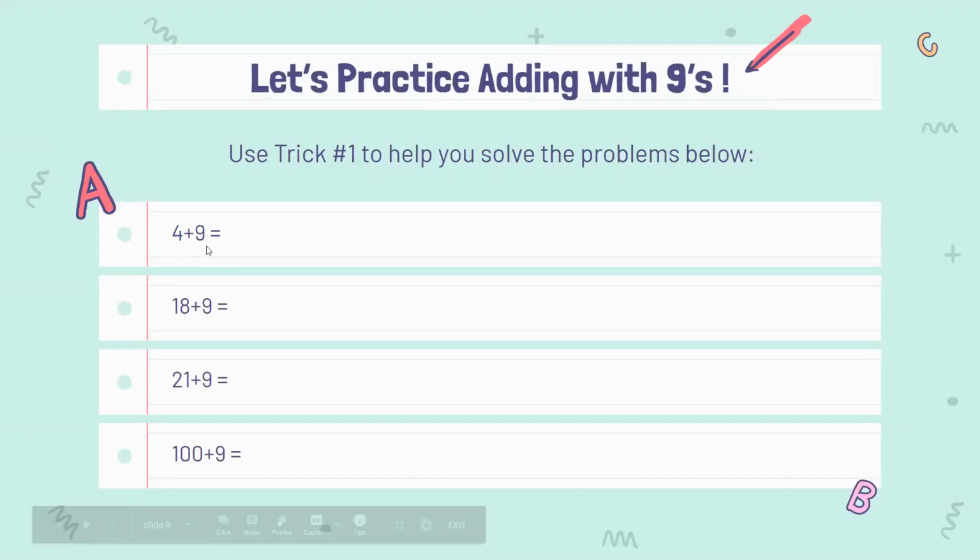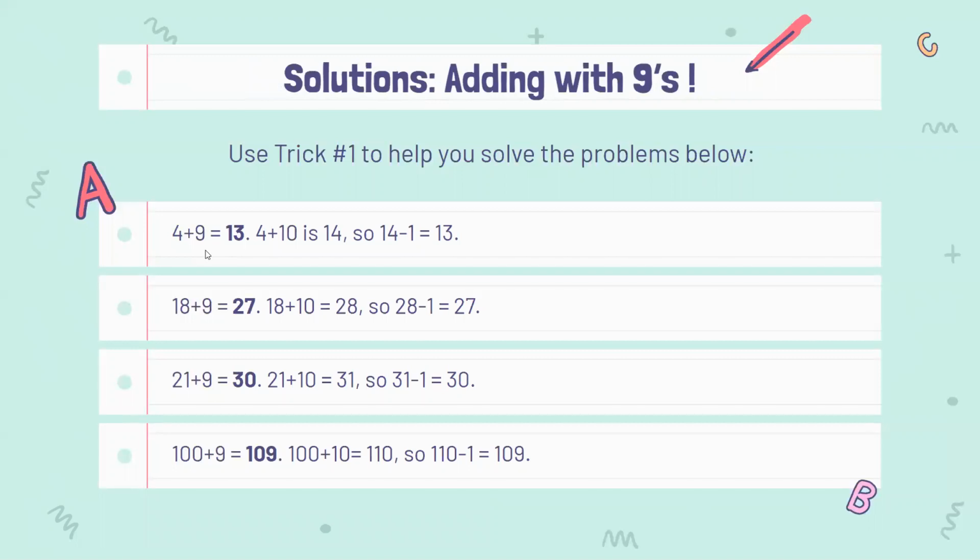Our first step was to add 10 and then subtract 1 from that grand total. 4 plus 10 is equal to 14. And then we need to subtract 1 from that total. So 14 minus 1 is equal to 13. Therefore, 4 plus 9 is equal to 13. Here are the solutions to the other problems, but let's not peek yet.